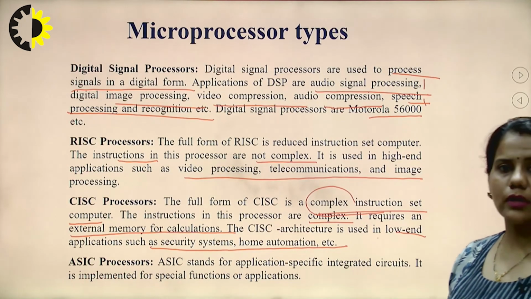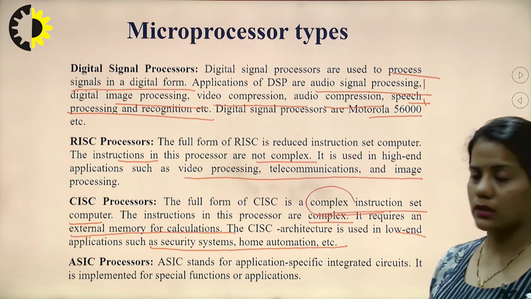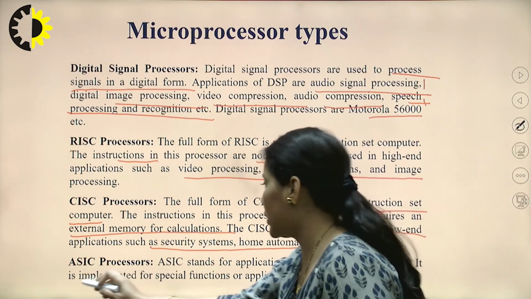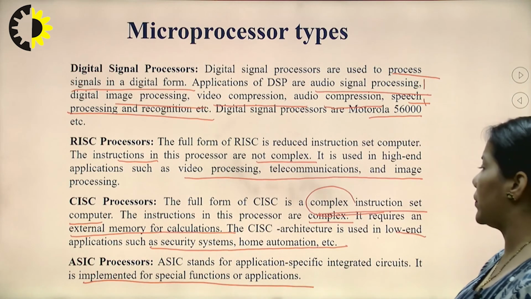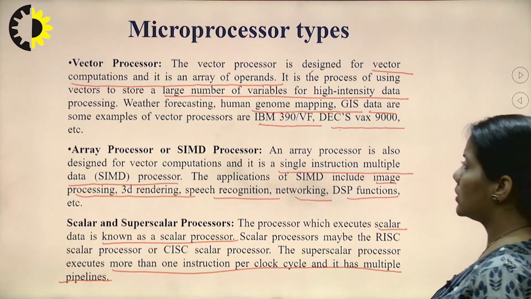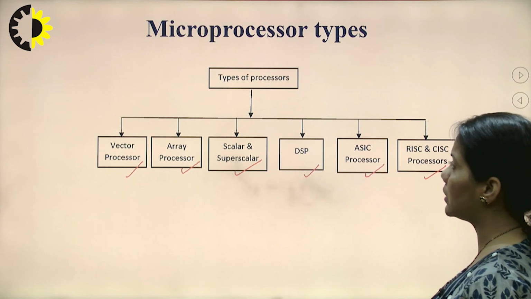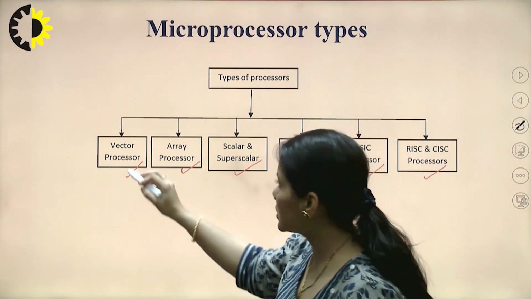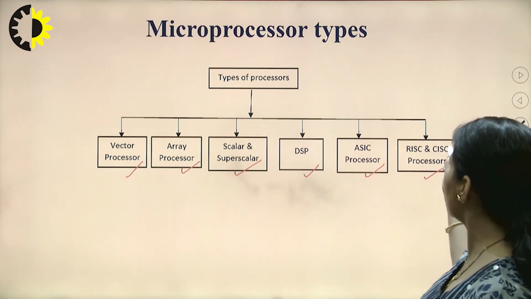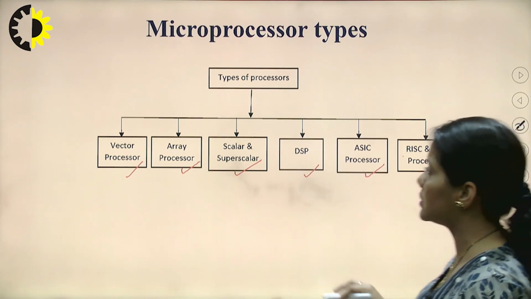When we talk about application-specific integrated circuits, they are implemented for special functions or applications. So in this way, microprocessors can be categorized into these 6 categories, or we can say 7 categories, including the RISC and CISC processors.